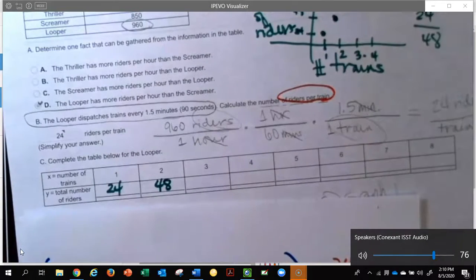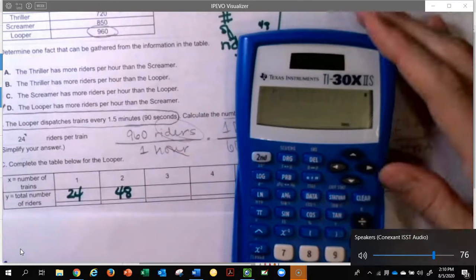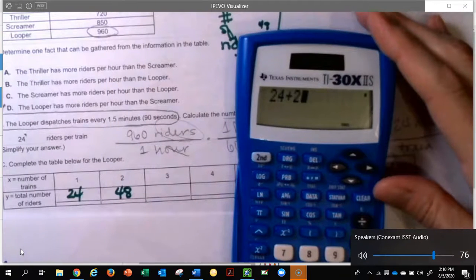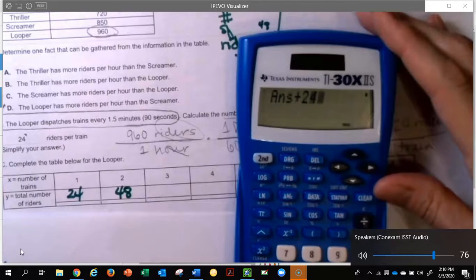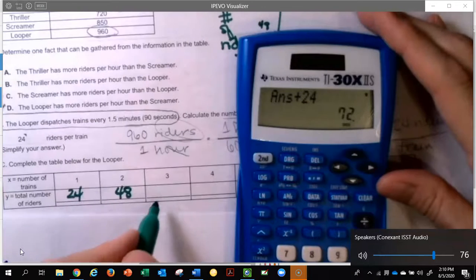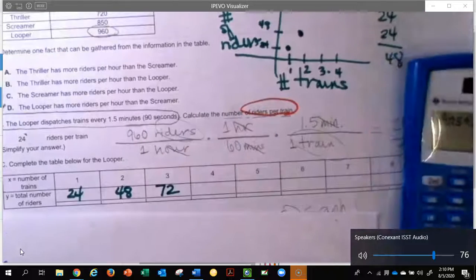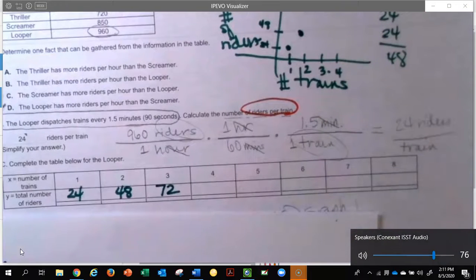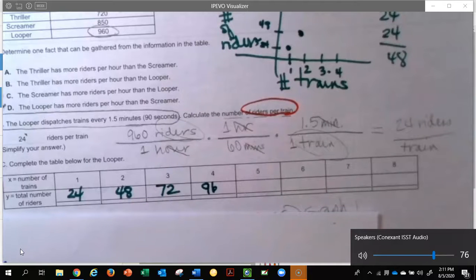And what I like to do in my calculator, when I see what's going on here, if I had 24 on the first train, I need to add 24 for a second train. I'm going to leave that on my calculator, add 24 again. I get 72, and et cetera, et cetera. I guess I'll go ahead and keep going. I'm going to add 24. I get 96. Add 24.